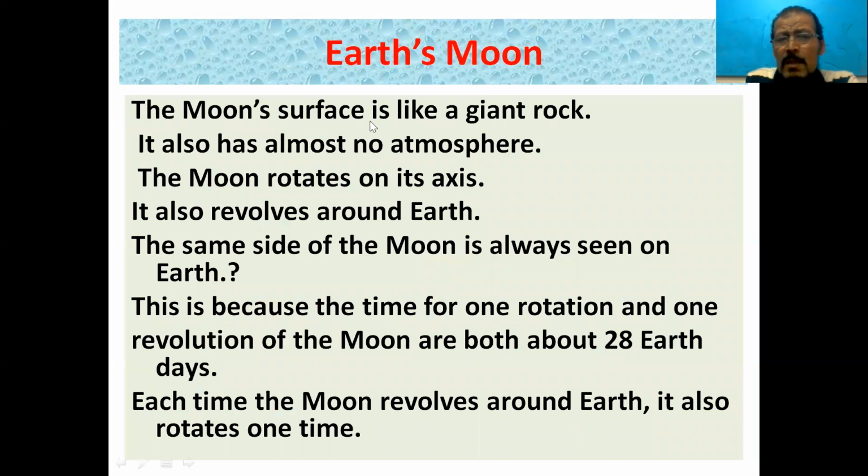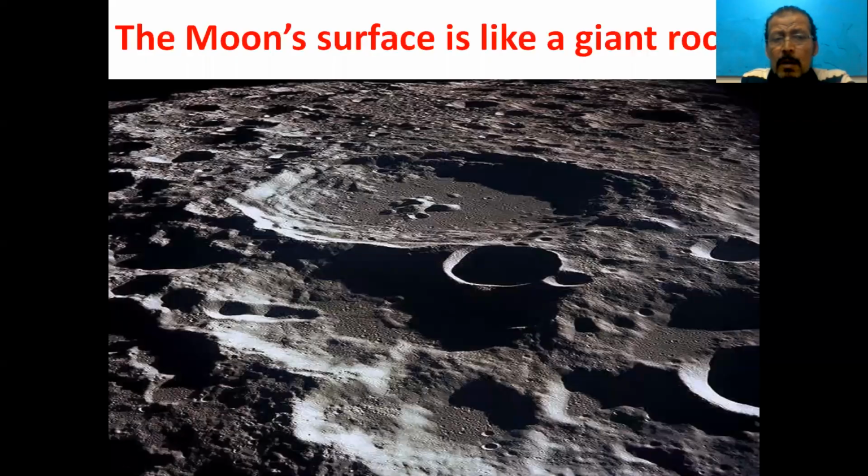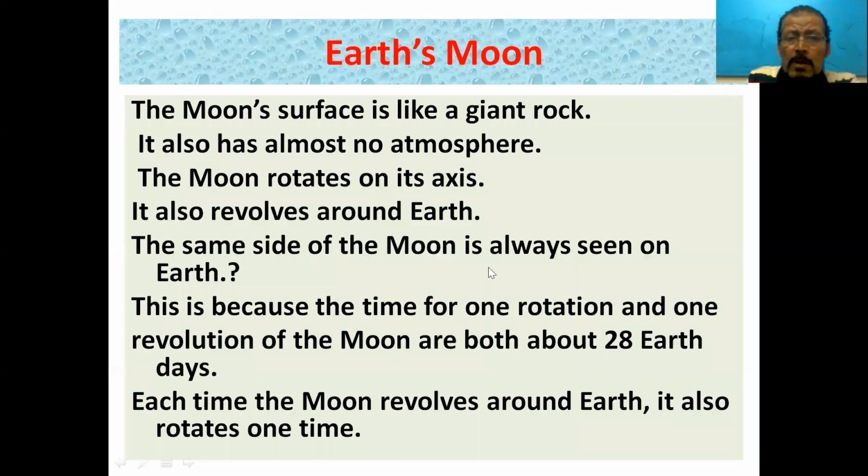The moon's surface is like a giant rock like this. This is a giant rock. It has holes like this and a mountain like this. This is the moon, the surface of the moon. It also has almost no atmosphere, so it is very hot in the day and very cold in the night.